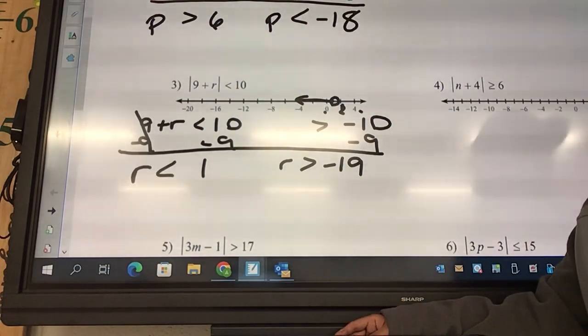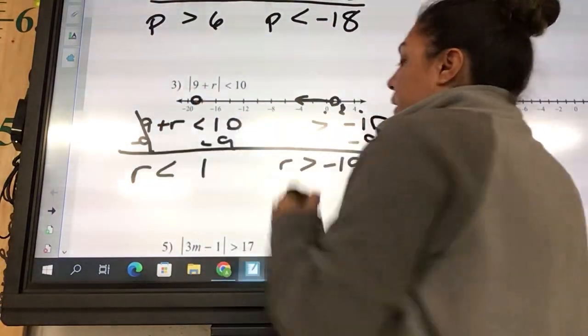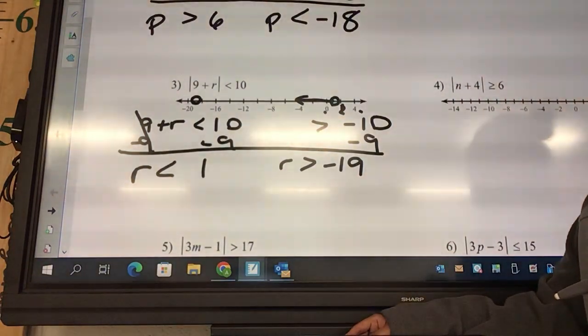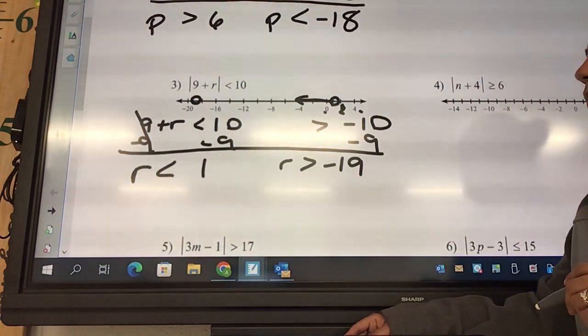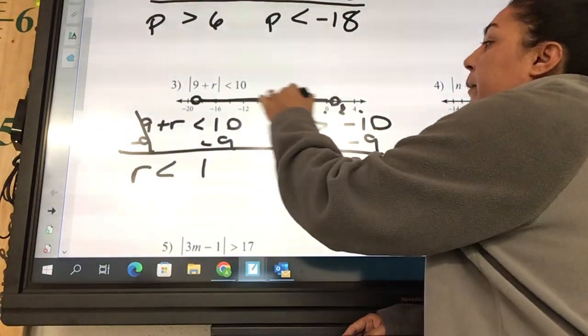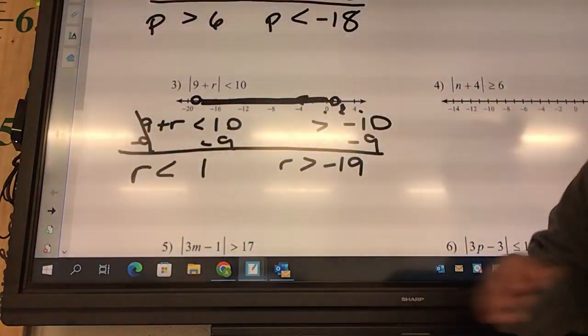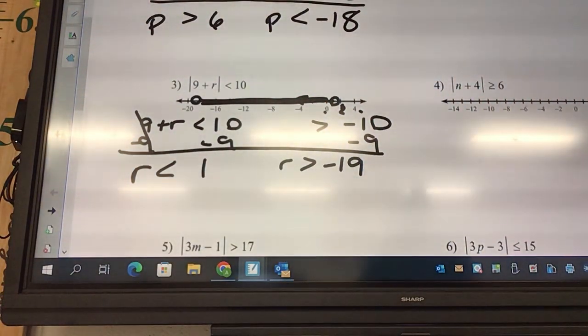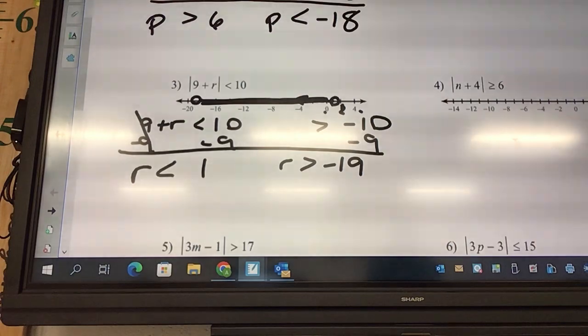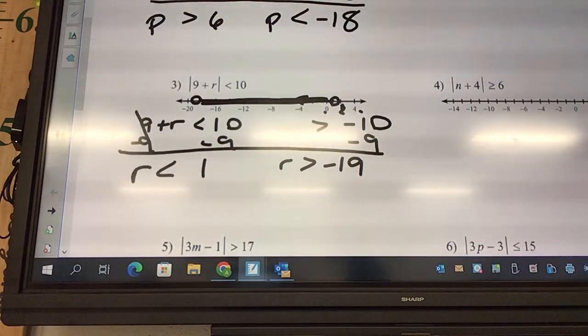Okay, the 19, open or closed? Open. Okay, R is what? Greater. Okay, they're either both going to be pointed out or they're both going to be pointed in. Okay? They do. So they're both pointed in towards each other, so that means that they're going to be kind of mixed.